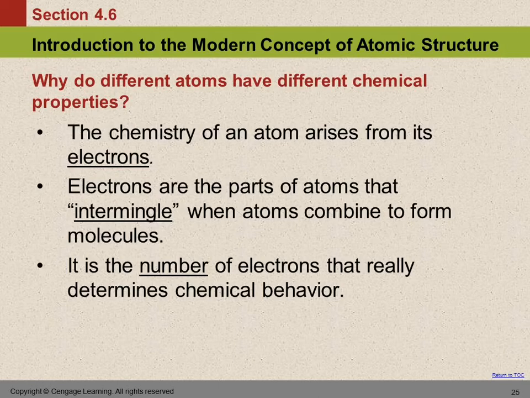Why? Well, it has to do with those electrons. The chemical behavior of atoms arises from the electrons. The nucleus is in the center and the electrons are around it. When an atom interacts with another atom, it's the electrons that are interacting. So when atoms combine to form molecules, one way to think of it is that the electrons intermingle. They interact with each other. It's the electrons. The nuclei don't have anything to do with it. It's all about the electrons. So it's actually the number of electrons that really determines the chemical behavior of an atom.